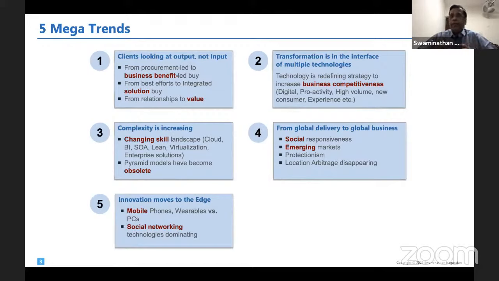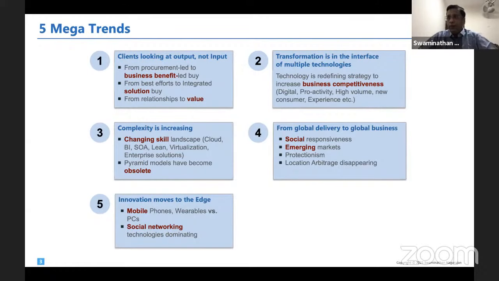Transformation is happening in multiple technologies. Earlier, the business used to say, I want to do these things, 1, 2, 3. And they would look at the technology and say, please deliver that. It is not so now. The technology guys say, I can do these things because this is how the technology landscape is evolving. So I can do this.